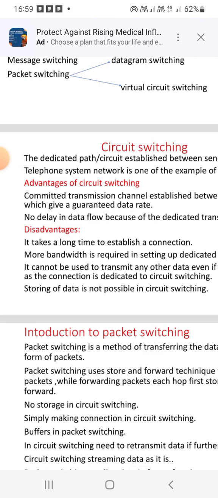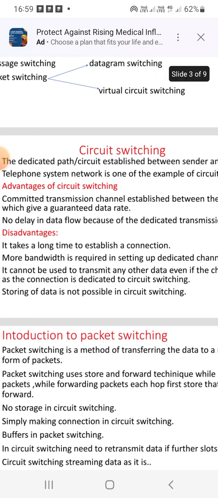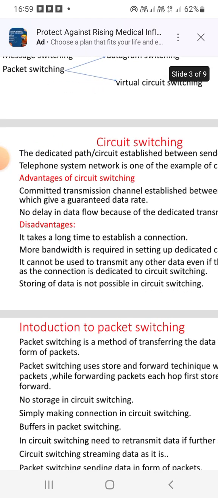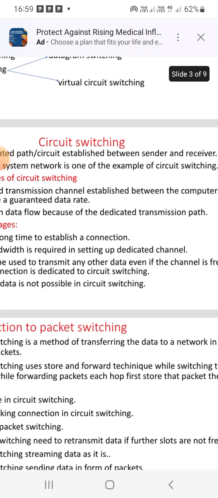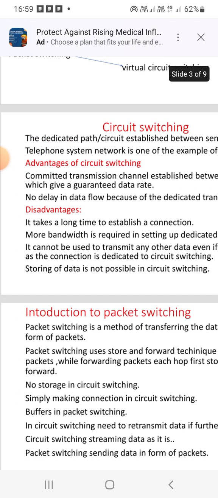Next one, advantages of circuit switching. A dedicated transmission channel is established between the computers, which gives a guaranteed data rate. There is no delay in data flow because of the dedicated transmission path.